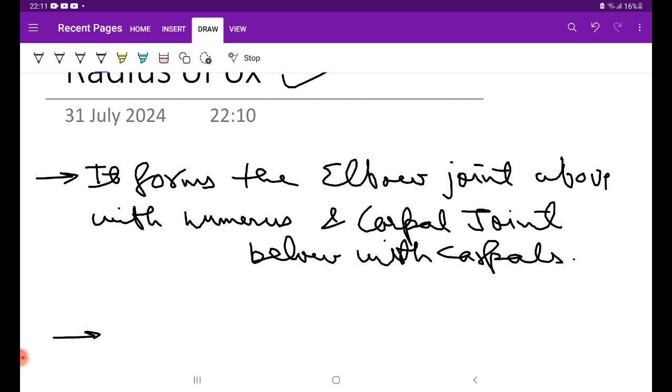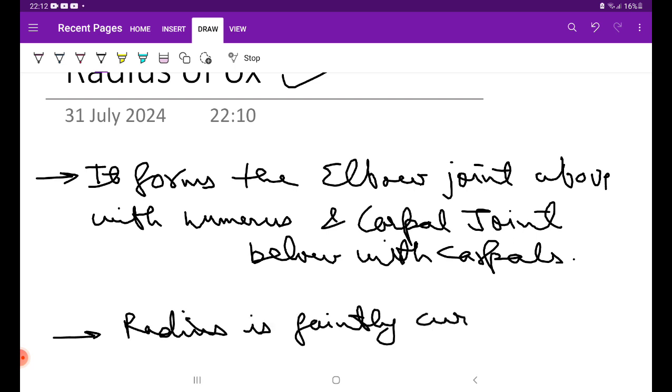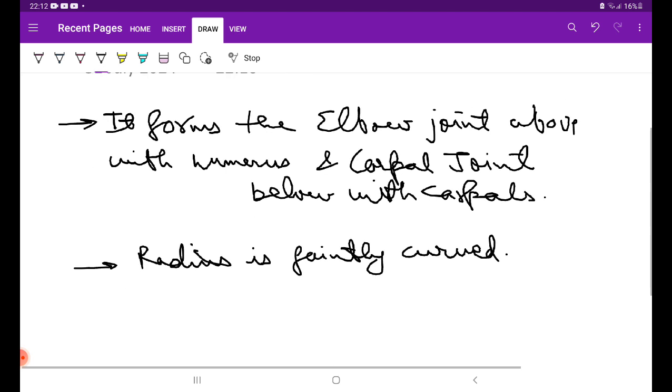So it forms the elbow joint above with humerus and carpal joint below with the proximal row of carpals. So let us talk about radius. Radius is faintly curved. It does not have much curvature, but it is faintly curved.